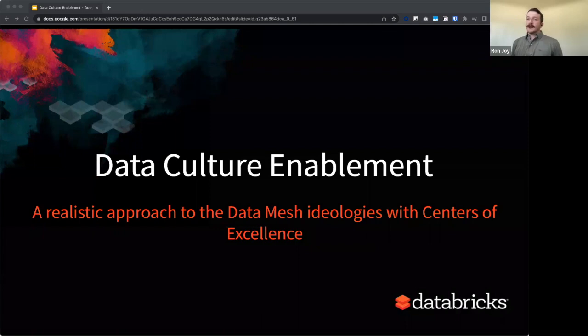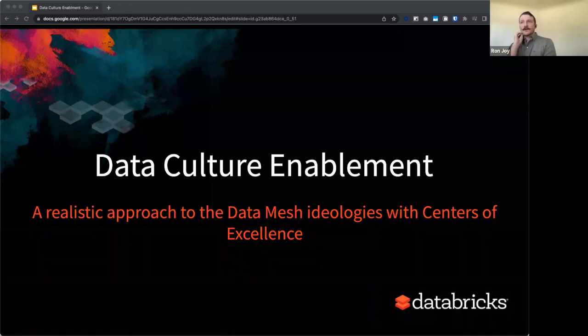Today we're going to cover centers of excellence and this broader methodology of data culture enablement, specifically how we can use some of these processes and tools at our disposal to take a realistic approach on data mesh ideals, right?